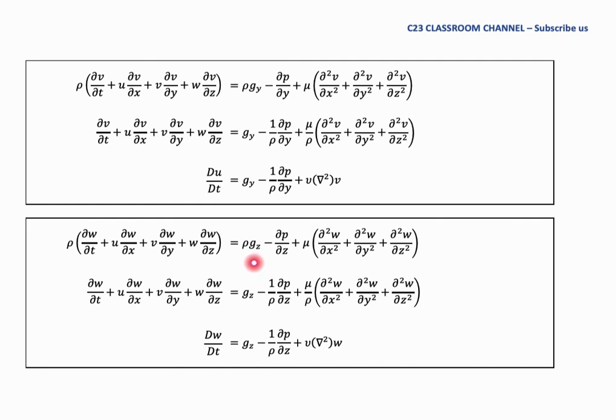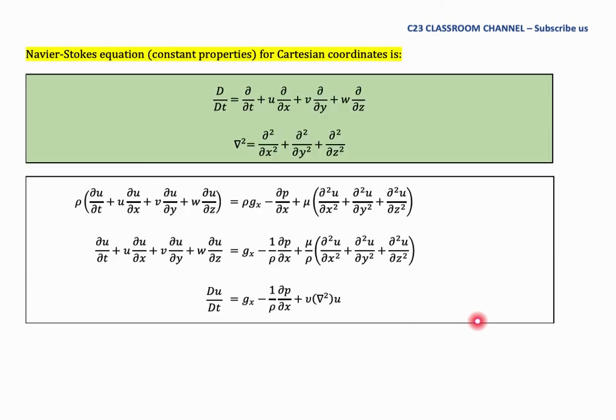In our calculation, gz and gx are actually equal to 0 because gravity only acts in the y direction, on the vertical axis. So I hope you can remember the Navier-Stokes equation, or at least you need to remember the Navier-Stokes equation for x direction like this, and then the meaning of capital D over Dt and the meaning of nabla.